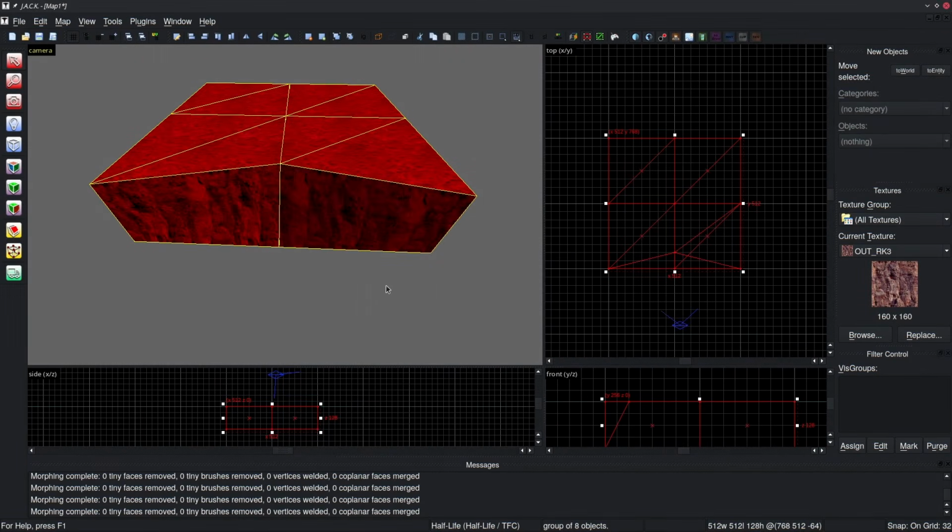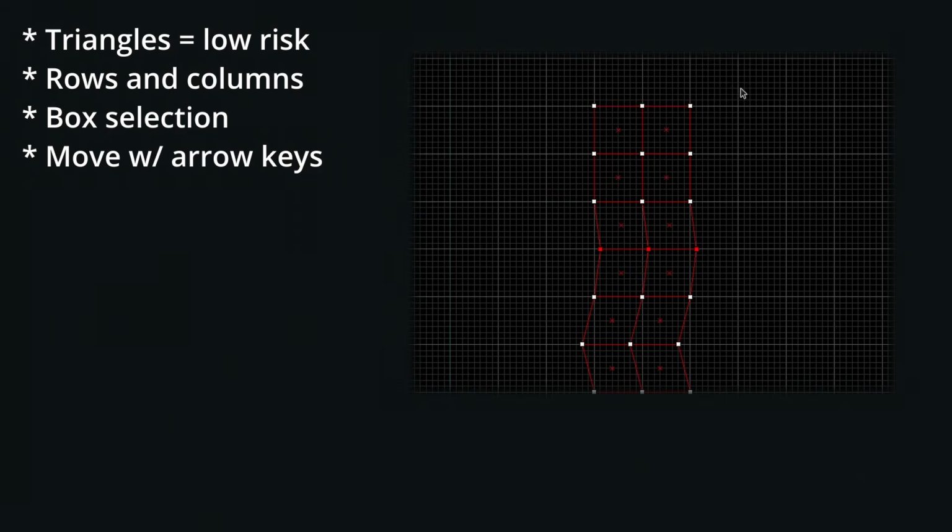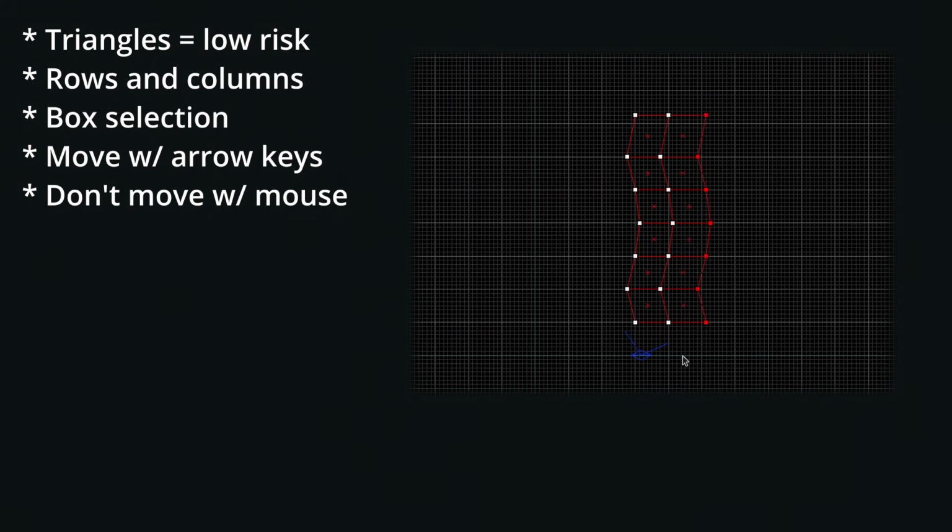So my next advice is to work in rows and columns, use 2D rectangle selection, and move the stuff with your arrow keys. Not the mouse, because the mouse selects. You might accidentally deselect everything. Use arrow keys.